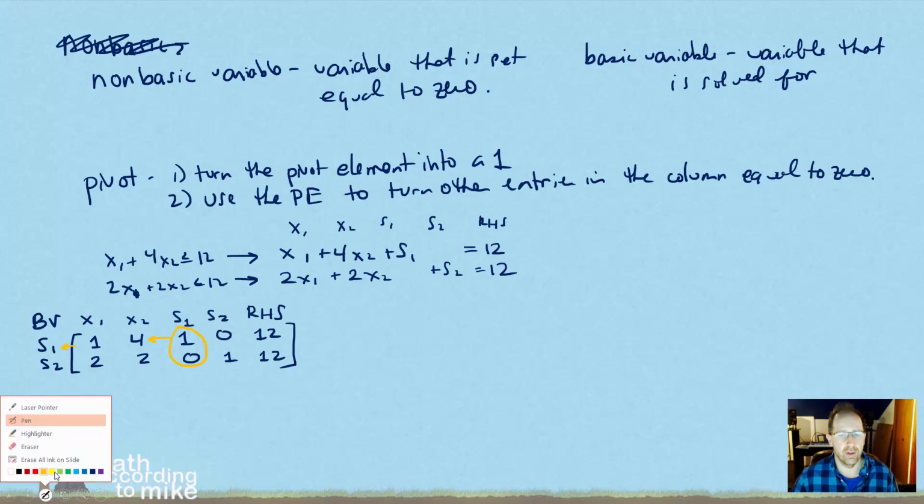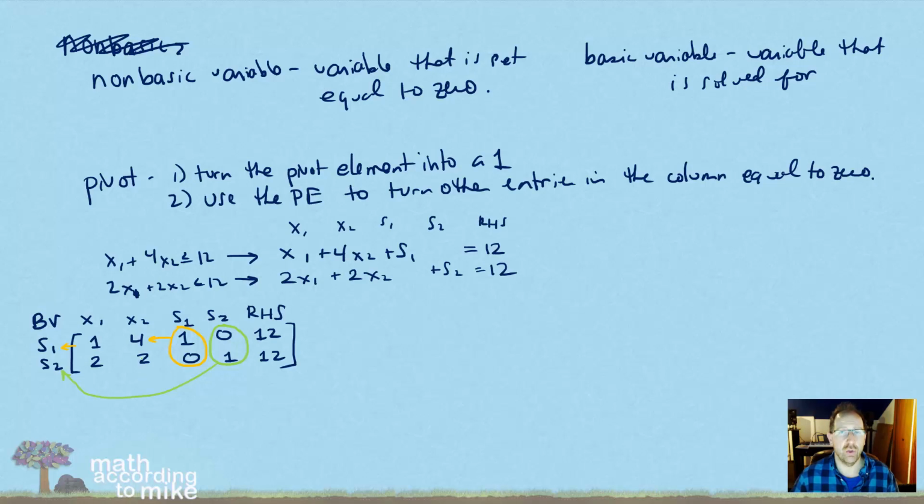Likewise, here we see another identity matrix column underneath the heading of S2. The 1 now is in the second row, which means the second basic variable is S sub 2. Okay, so that's how you know which variables are basic.